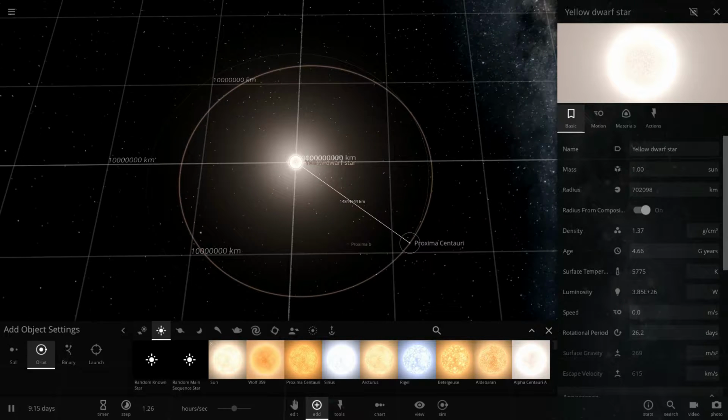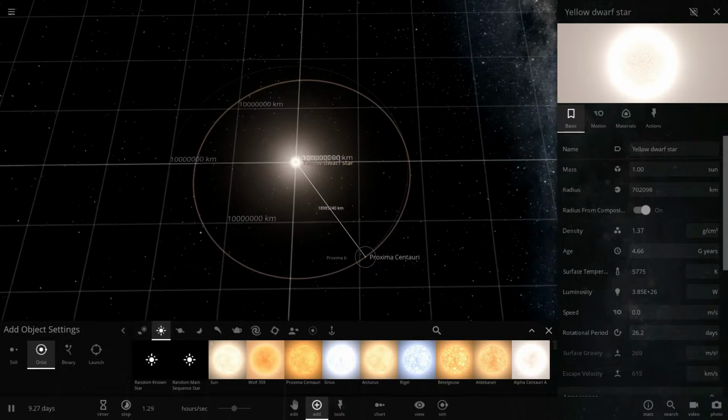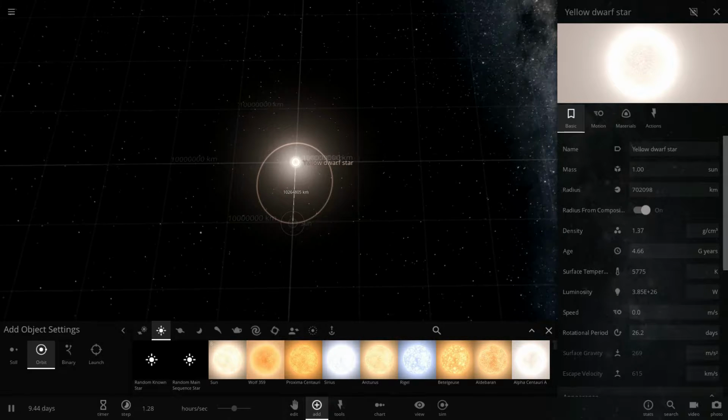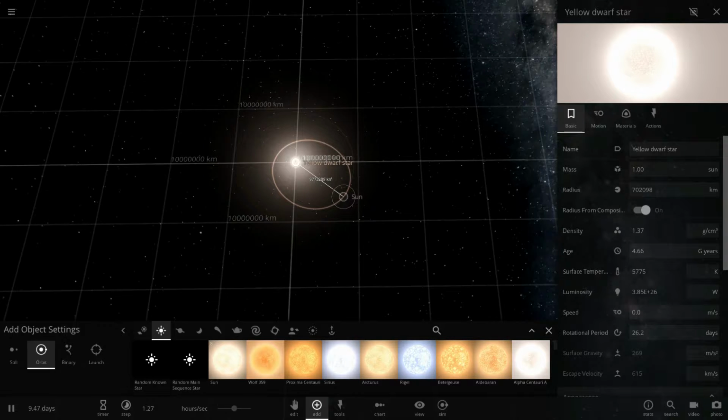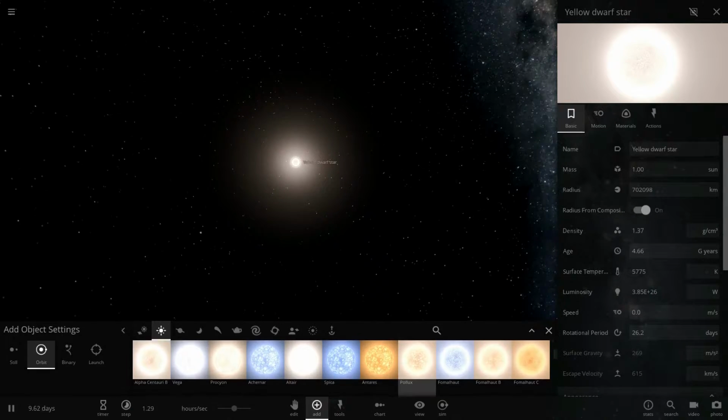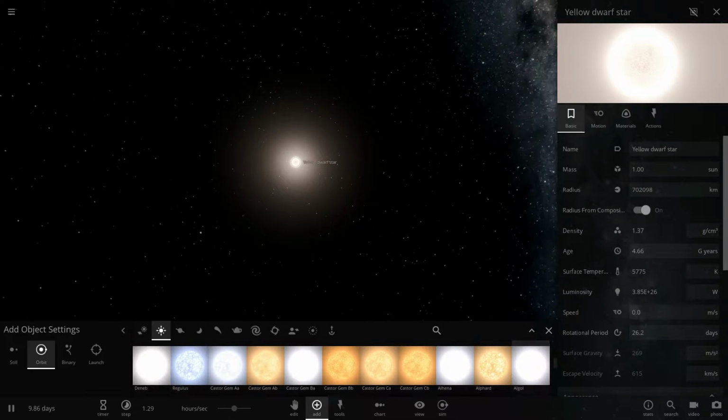Proxima Centauri? Proxima B. Okay. And the solar system that we all know and love. Oh my god, look at all this. Give it a bit now. Go away. Thank you. I'm not seeing any more.